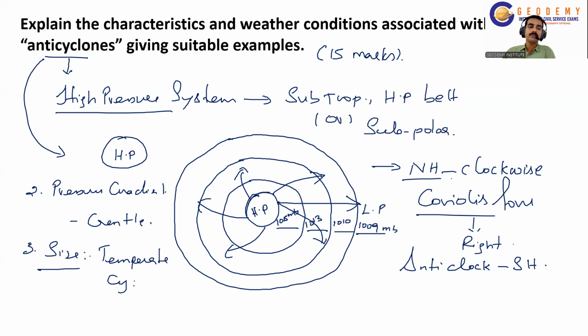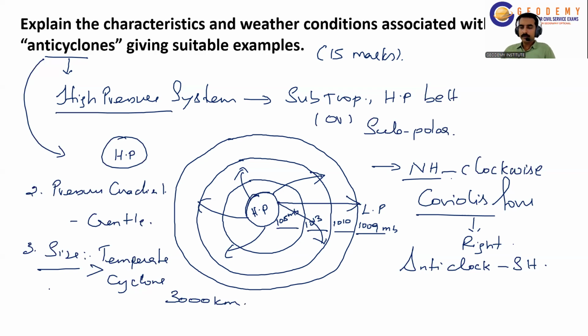Temperate cyclones sometimes extend up to 2000 kilometers. Anticyclones are 75% larger than the temperate cyclone, with a size of up to 3000 kilometers sometimes. Several lakh square kilometers it will cover. So the size can be explained. The major characteristics are the high pressure system, the direction of rotation, the wind velocity due to pressure gradient, and the size. Then the high pressure and clockwise and anti-clockwise direction.